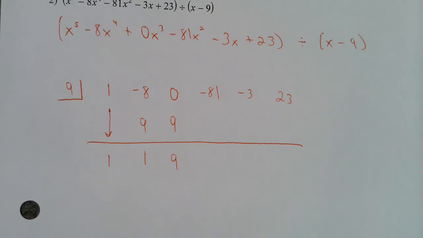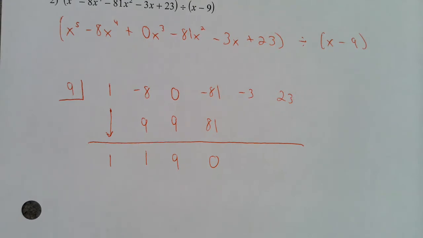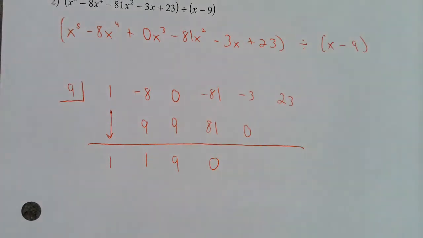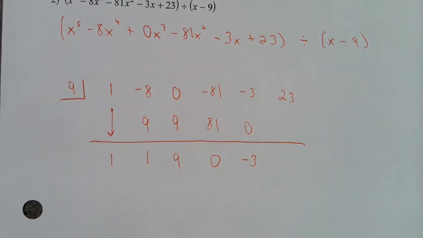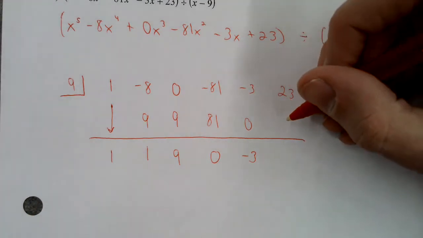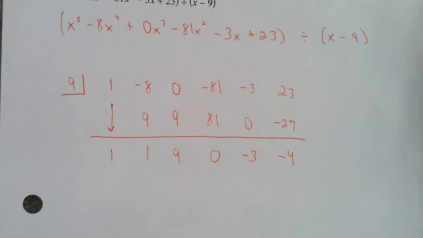9 times the 9 in the box is 81. Plus negative 81 is 0. Interesting. 0 times the 9 in the box is 0. Plus negative 3 above it equals negative 3. And negative 3 times the 9 in the box is negative 27. Plus the 23 above it is negative 4.